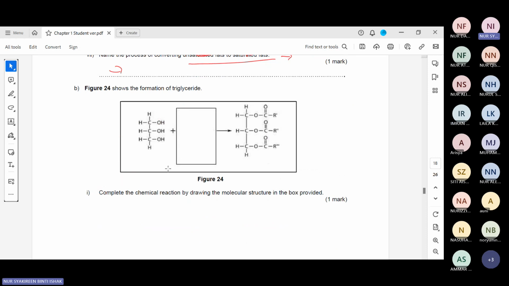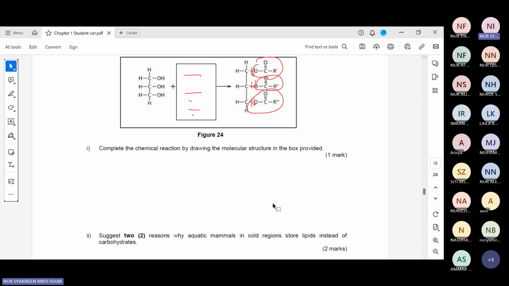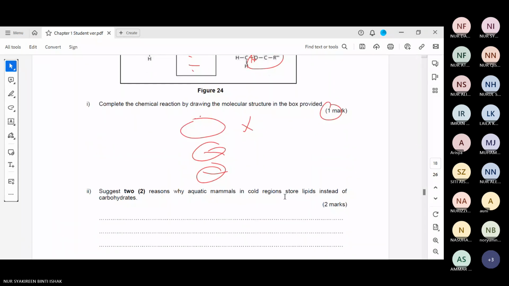Figure 24 shows the formation of triglyceride. Complete the chemical reaction by drawing the molecular structure in the box provided. Ini awak kena draw fatty acid lah. Yang awak pecahkan, yang pecahkan tambah H kat sini. Kan? So jadilah fatty acid 3. Kira 3 3, baru dapat satu markah. Tulis satu je tak dapat. 3 all threes. Fatty acid you must draw.